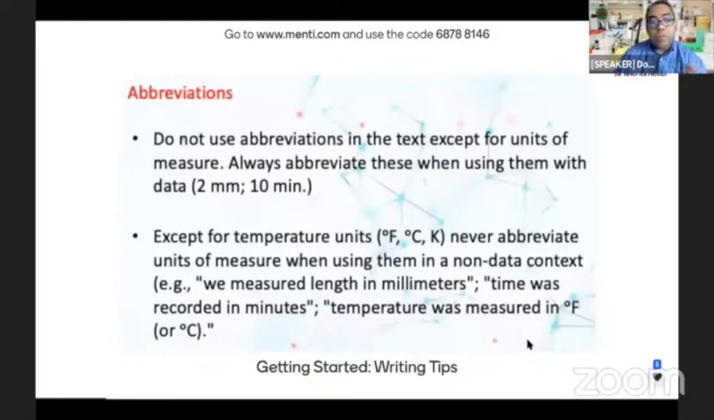Okay? So for example, we measured the object or the length in millimeters. Okay? Time was recorded in minutes. Temperature was measured in degrees Fahrenheit or degrees Celsius. Okay? So, dun pa lang tayo mag-abbreviate again kapag may kasamang data siya. Okay.